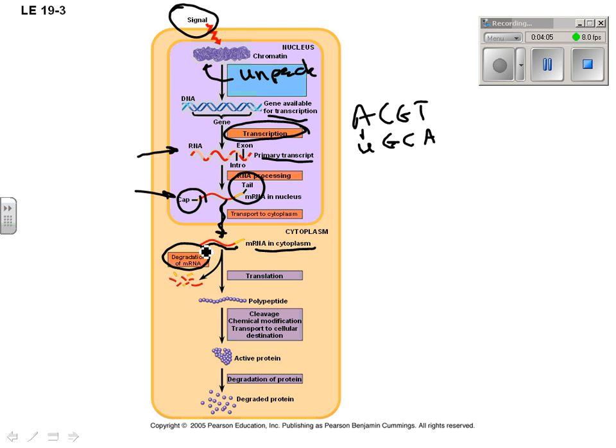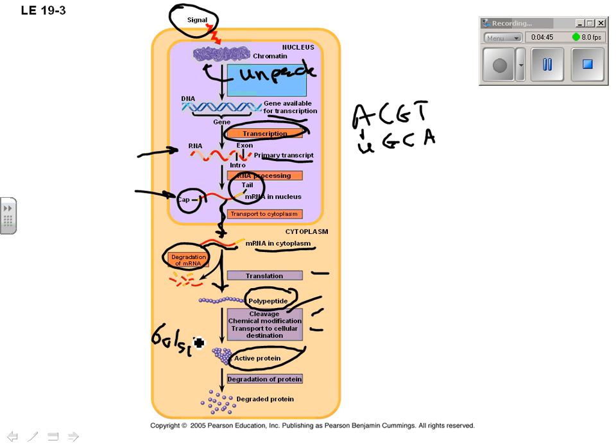If it is needed, it goes into translation. Translation is at the ribosome, and a polypeptide is made. Okay, a polypeptide, remember, is not a protein yet. It's the primary structure. It's all the amino acids all chained up. It still has to be converted into an active protein. Sometimes, though, the polypeptide is made and the protein is not needed anymore. Then it can be cleaved or split apart. It can be chemically modified, or it can be transported. Or it's made into an active protein by the Golgi apparatus.